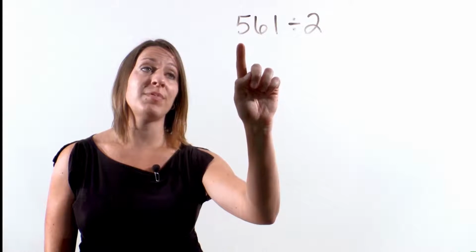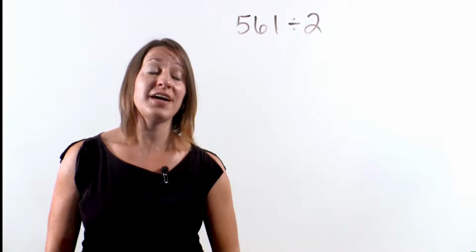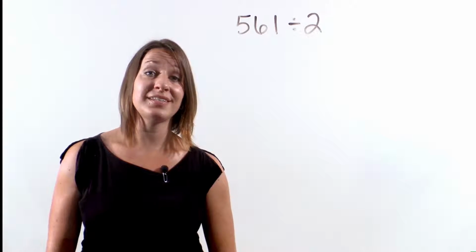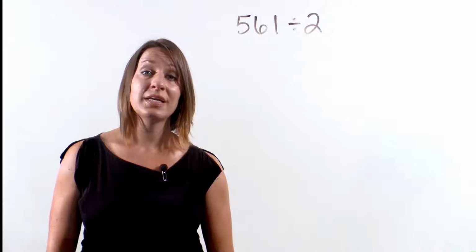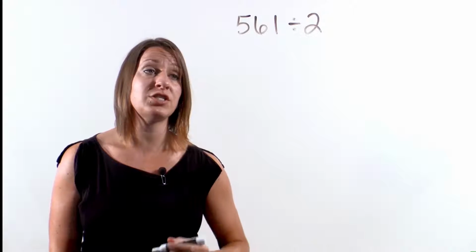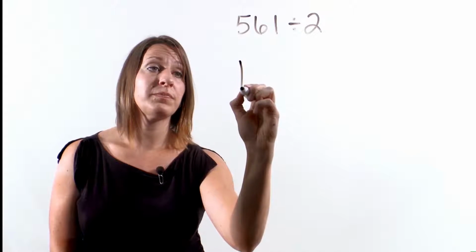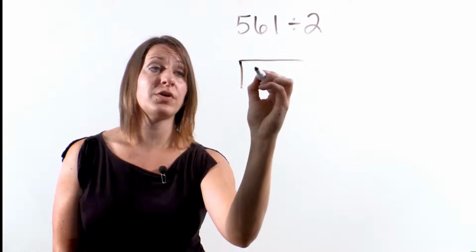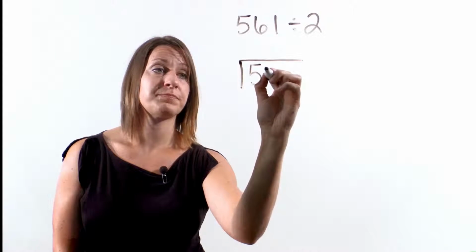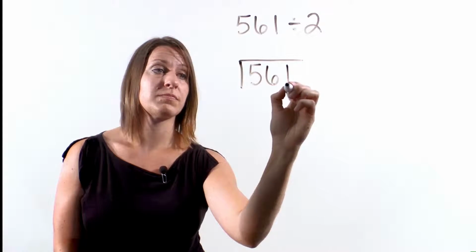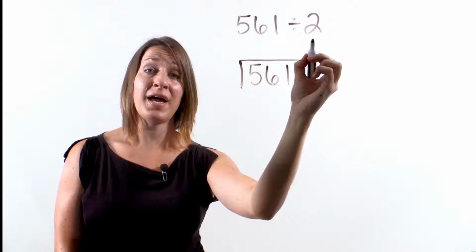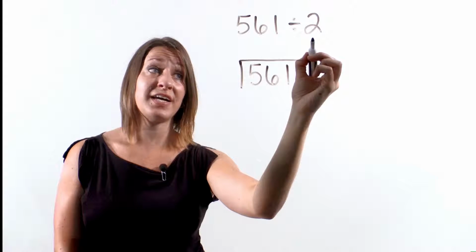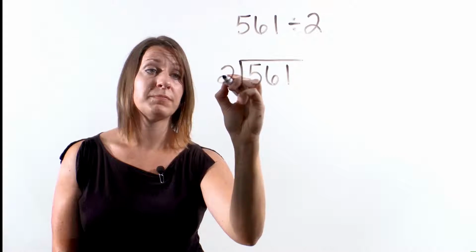If you were given the problem 561 divided by 2, this is how you would set it up for a long division. You would draw what I call a division house, and you would put the first number inside that house. Whatever you're dividing by, which is actually called the divisor, goes on the outside.